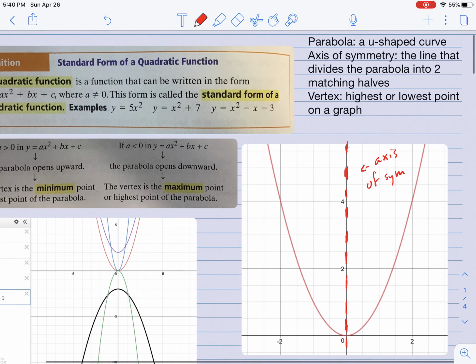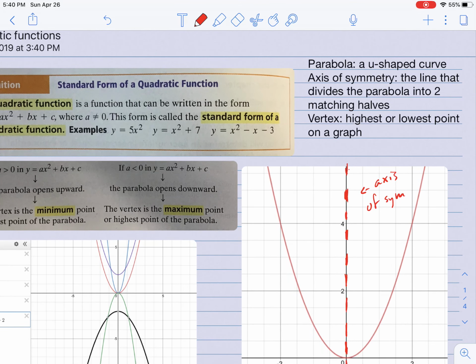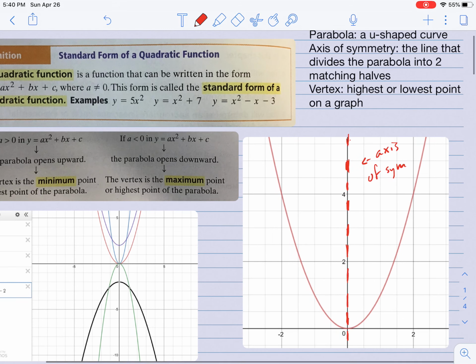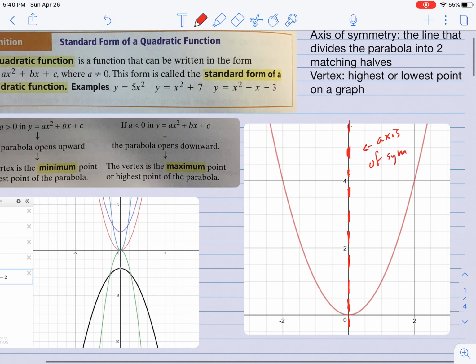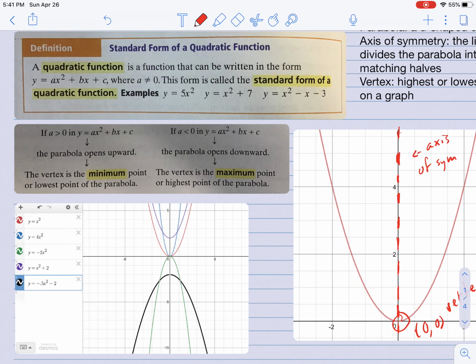Okay, and then the other part of the parabola that's important is the vertex. The vertex is going to be the lowest point or the highest point on the graph. It's going to be where the parabola peaks at the top if it's a mountain, or the lowest it gets if it's in a bowl shape. So your vertex is right here. In this case, it is 0, 0. And that's our vertex.